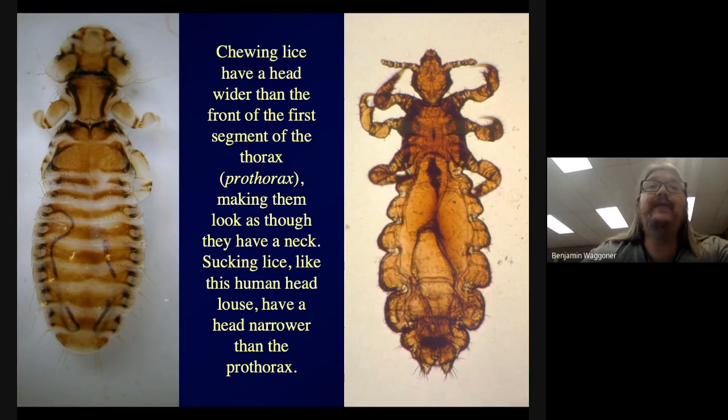On the left, that's a chewing louse, and the head is wider than the first segment of the thorax, the so-called prothorax. And this makes chewing lice look like they've got a big head with a prominent neck. You can see that the overall outline of the body is quite different. I'm assuming that's related to the functional need for more muscles in your head if you're chewing, as opposed to if you're sucking. I don't know, but that sounds reasonable. So that's the way you can tell the two groups apart.